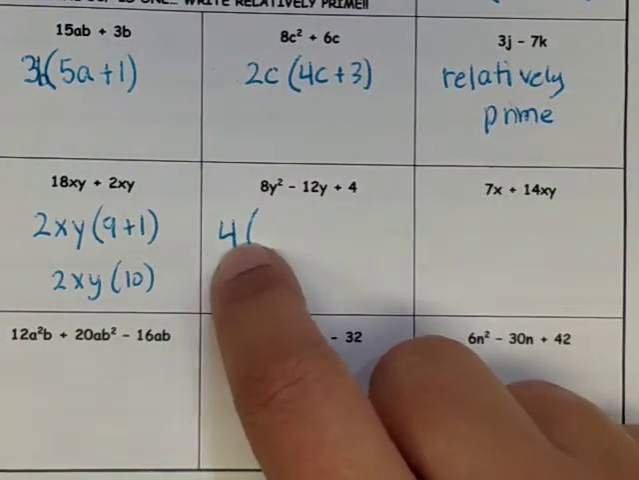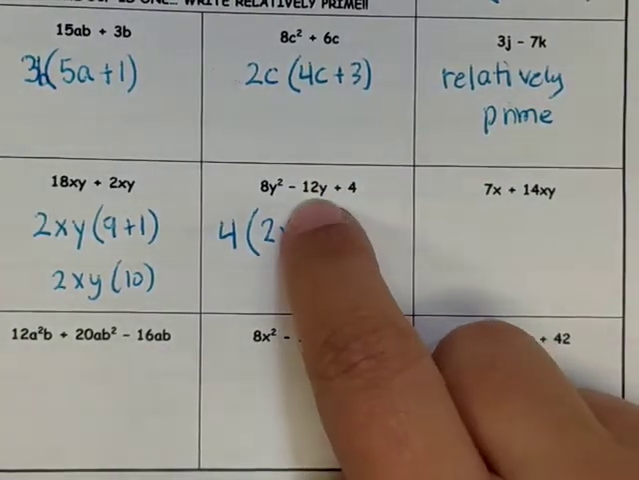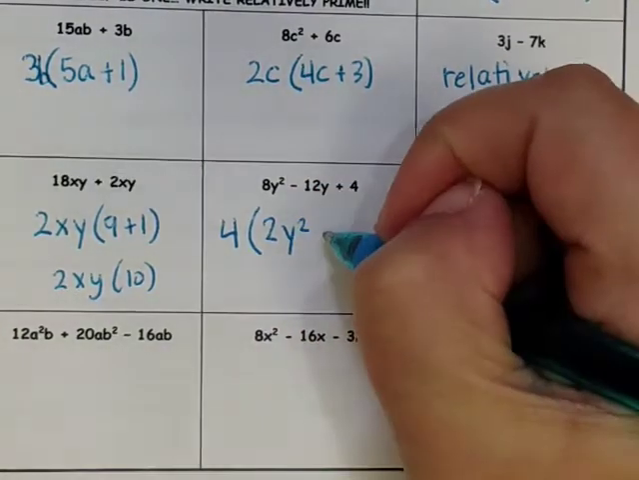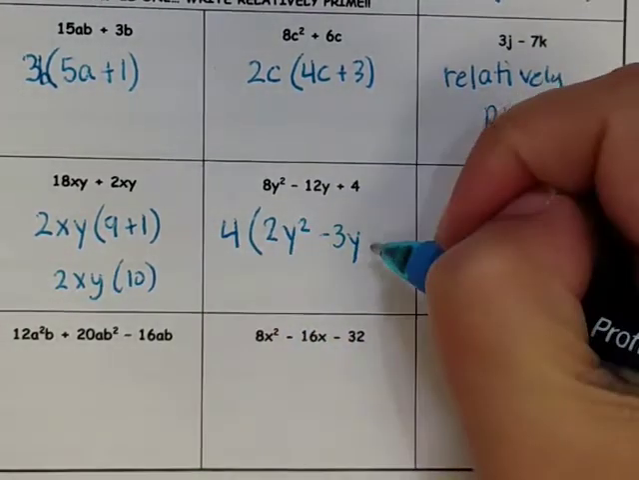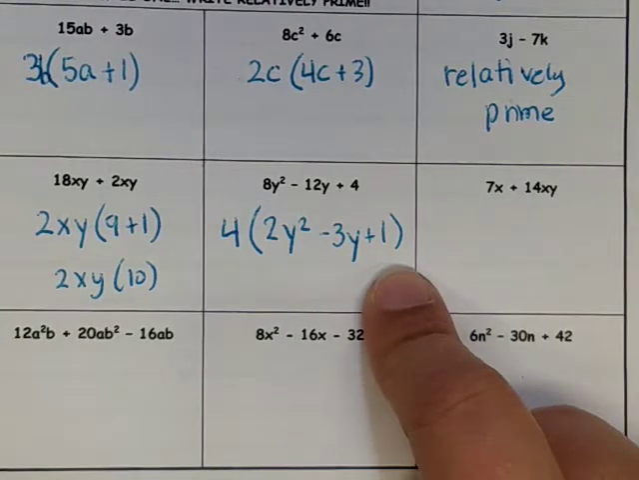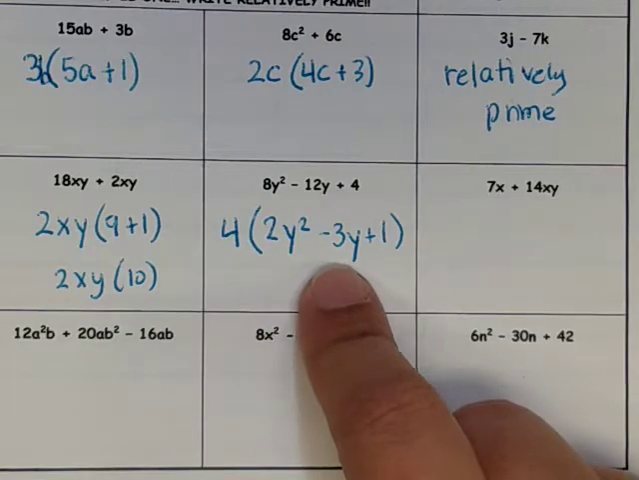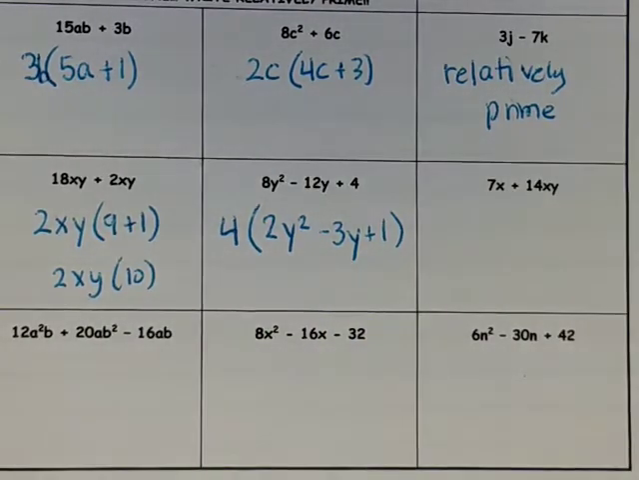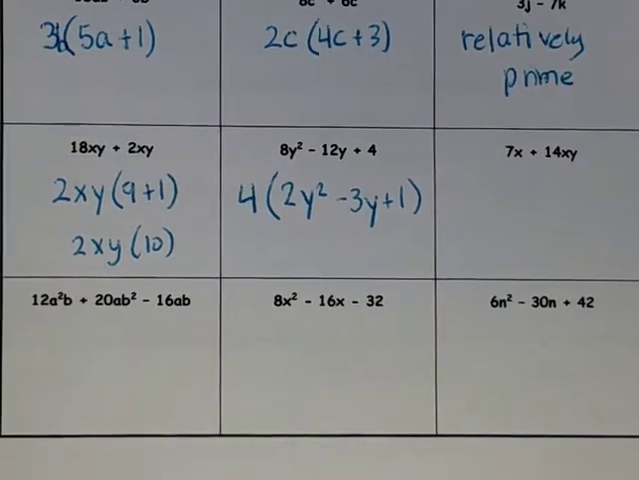So if I took out a 4 from here, it's going to give me 2y squared. If I take out a 4 from here, it's going to leave me with 3y. And if I take a 4 out of a 4, it leaves me with just 1. And there is my final expression with a 4 factored out. So 4 parentheses 2y squared minus 3y plus 1. All right, go ahead and finish the rest of the ones that we've left blank, and then I will put the answers up in just a moment.